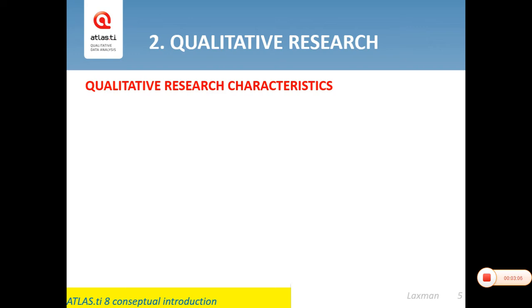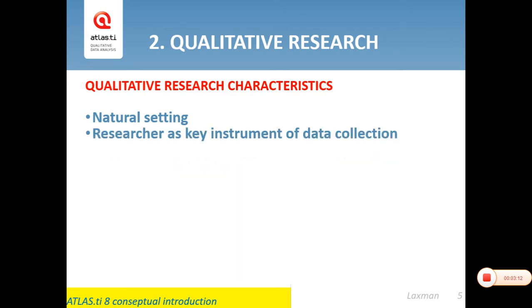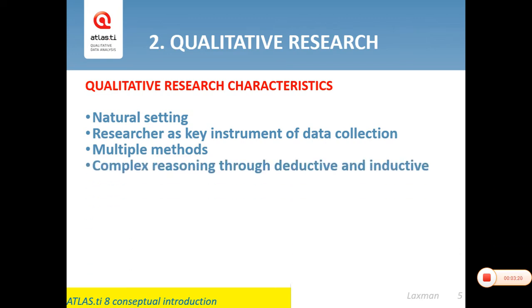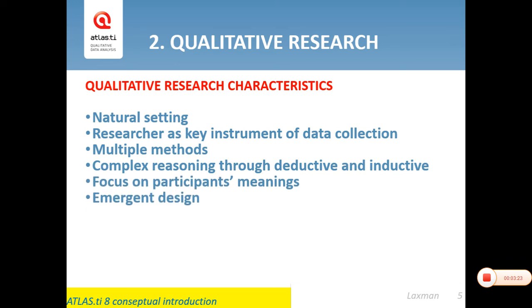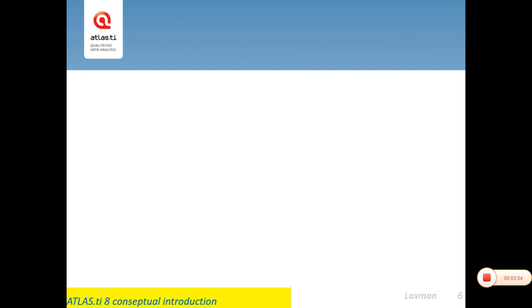Let me talk about qualitative research. There are some basic features of qualitative research: natural setting, researcher as a key instrument of data collection, multiple methods, complex reasoning through deductive and inductive processes, focus on participants' meaning, and emergent designs used in qualitative research. You can find reflexivity in qualitative research, and it is a holistic account all in all.